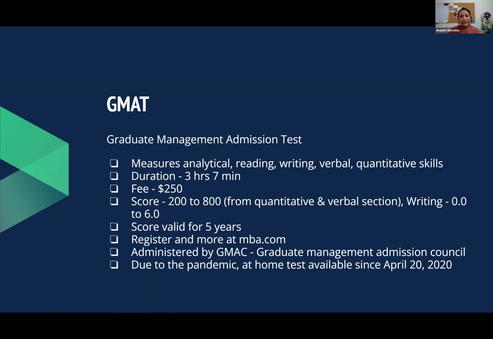Similar to GRE, GMAT also measures your analytical reading, writing, and quantitative skills. This test is 3 hours, 7 minutes, and the cost is $250. The score range for the GMAT is 200 to 800, and for writing, it is scored from 0 to 6.